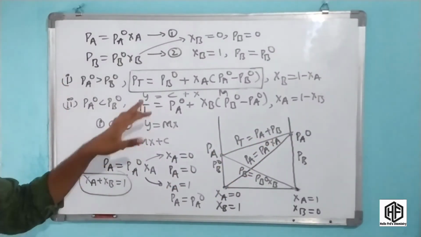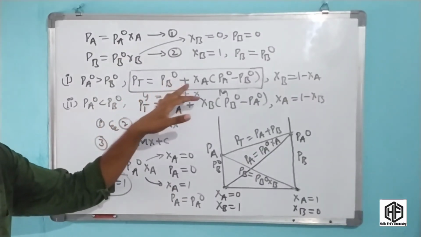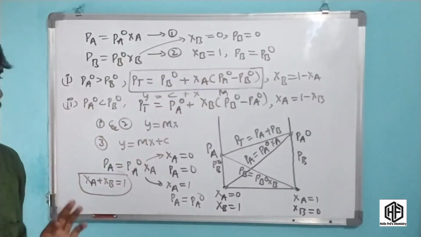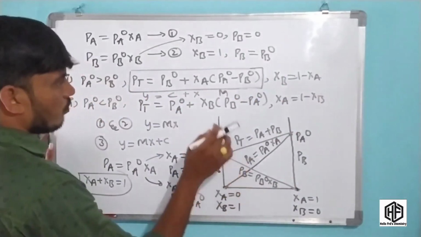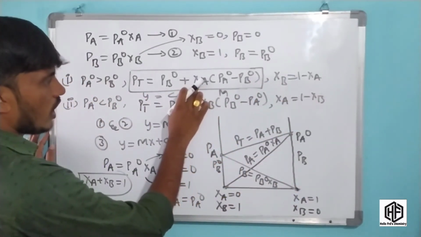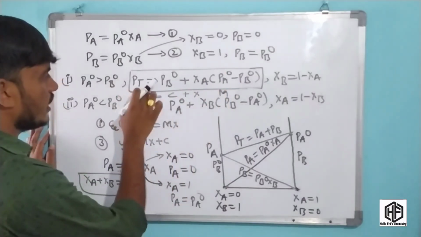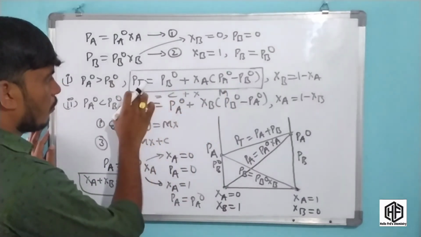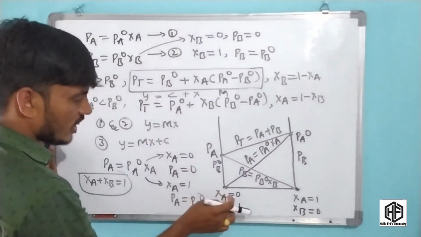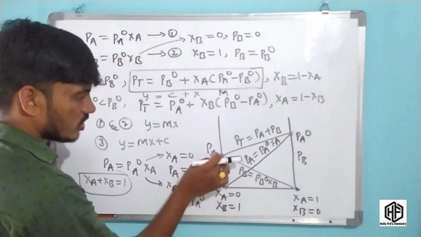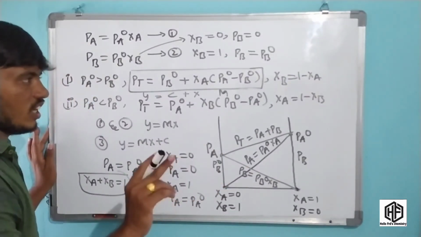Now check this: PT is equal to PB naught plus zeta A into (PA naught minus PB naught). First of all, for example, the zeta A value is 0. What happens, friends? This term is 0, so PT is equal to PB naught. Now PB naught is represented at zeta A equal to 0, at this point. Okay friends, this is clear, the first one.